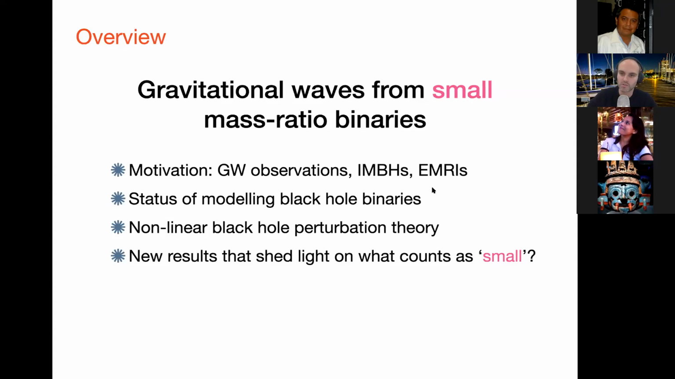And then I'll also talk about things called extreme mass ratio inspirals, which is where we have a massive black hole and a small compact object. And that's been the main focus of my research during my career. But recently, there seems to be applicability to other problems. I'll then discuss the status of modeling black hole binaries in general, with a focus on how do we actually model these small mass ratio systems.